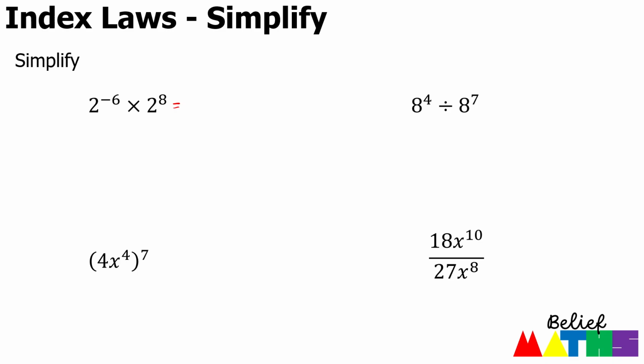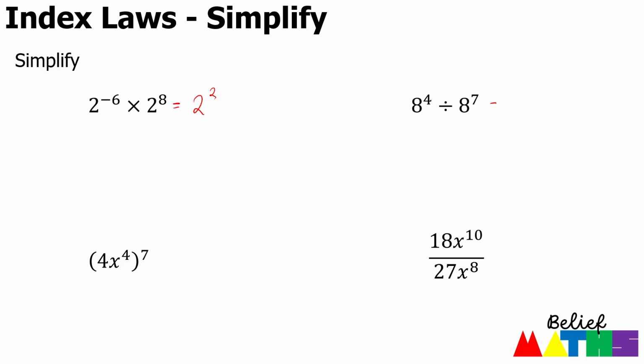So in this case, we're just subtracting the powers, so we end up with 2 to the power of 2. Remember, we don't multiply the 2's. The 2 is the base, so that stays the same. And we just add the powers, and minus 6 plus 8 is 2. And this is where your calculator can really help you. Okay, if you're not confident with negatives, you can just use your calculator for that.